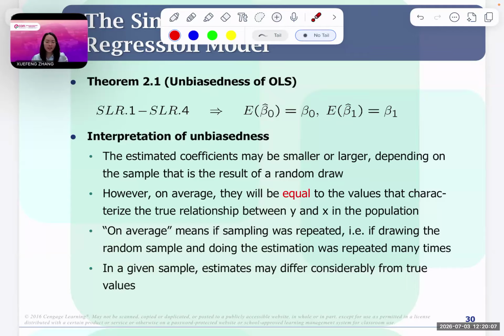Let's see the interpretation of unbiasedness. The estimated coefficients may be smaller or larger depending on the sample that is the result of a random draw. However, on average, they will be equal to the values that characterize the true relationship between y and x in the population. On average means if sampling was repeated, like if drawing the random sample and doing the estimation was repeated many times. In a given sample, estimates may differ considerably from the true values.